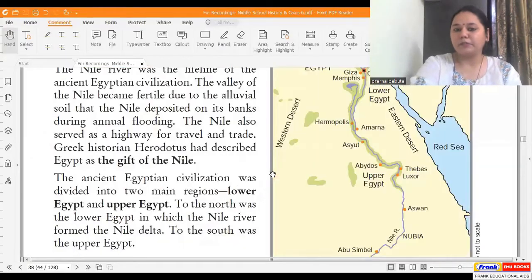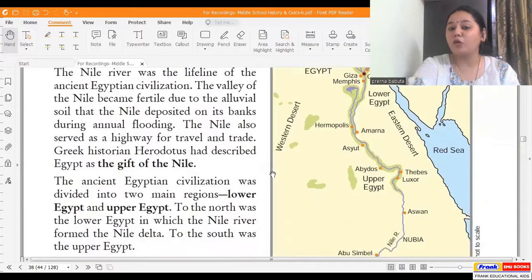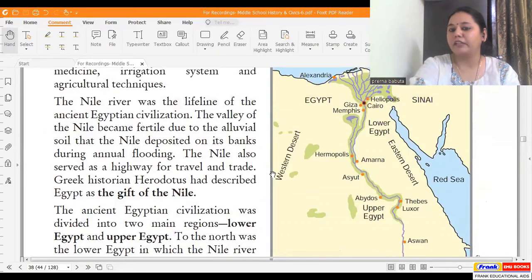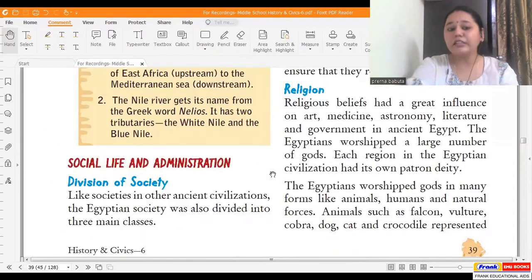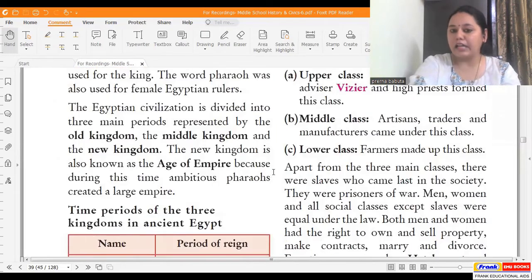Okay, let's have a look at your book. Okay, so this is your textbook. So here I will explain to you. See, in your book also the map is given of the Upper Egypt and the Lower Egypt. Okay, so let's talk about the different classes.